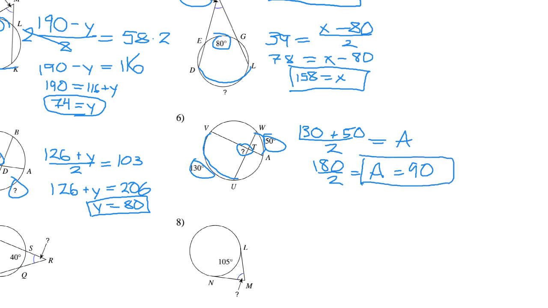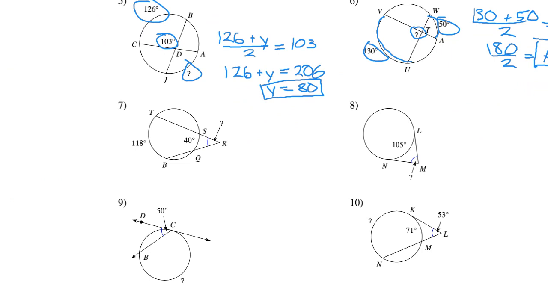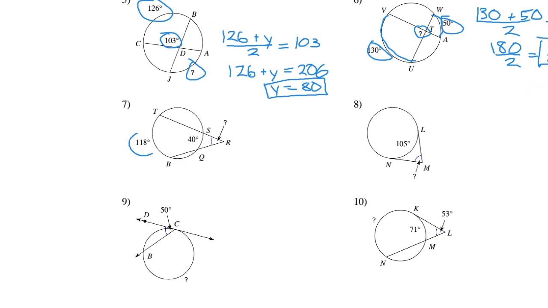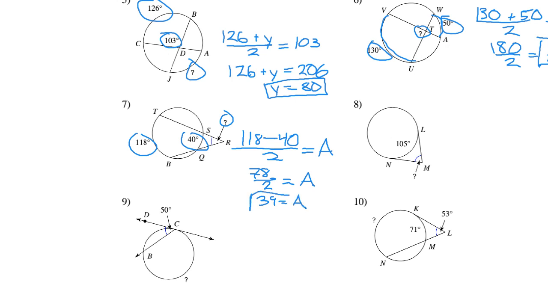Let's look at number 7. Number 7 is one of these subtraction cases. So we know the big arc is 118, the small arc is 40, and we're looking for this missing angle. So what we're going to do is (118 minus 40) divided by 2 equals this missing angle A. Okay, so 118 minus 40, that's 78, divided by 2. And that's going to be A. And if we whip out a calculator, we can see that A is 39. Very cool.